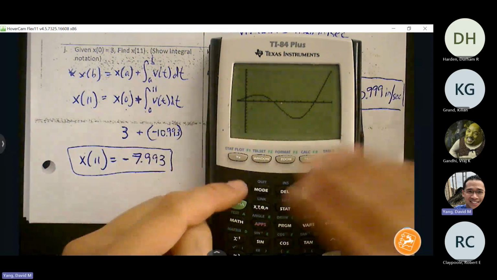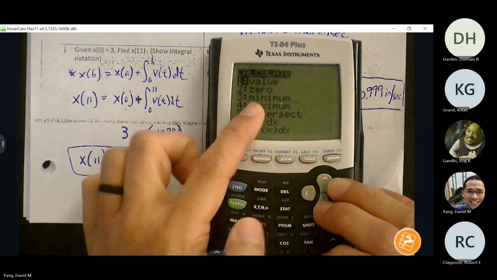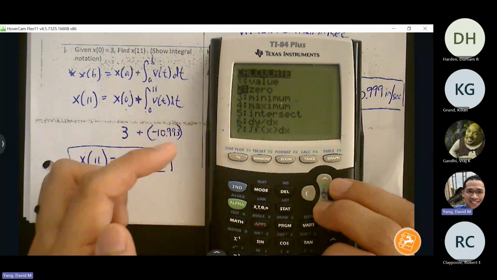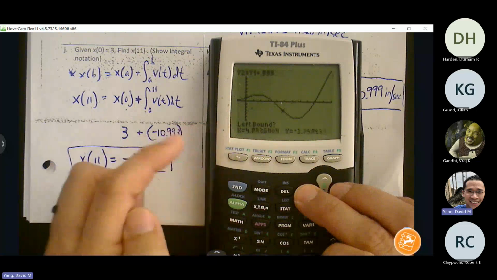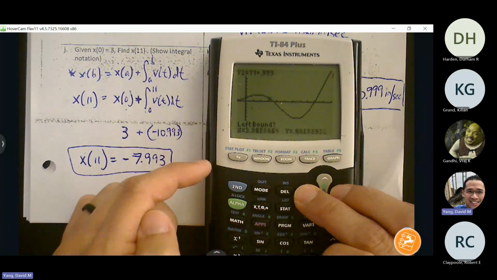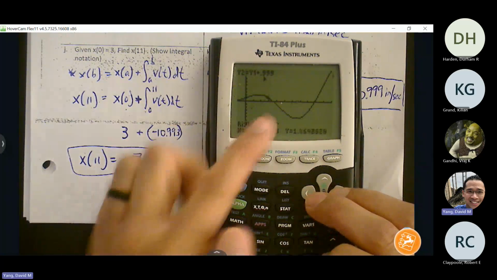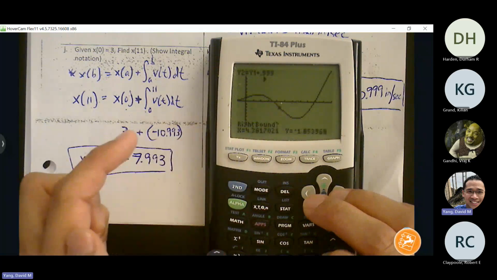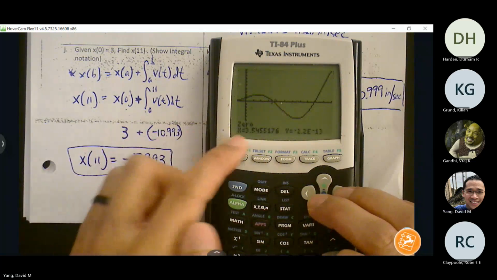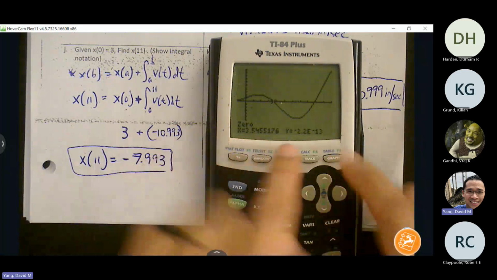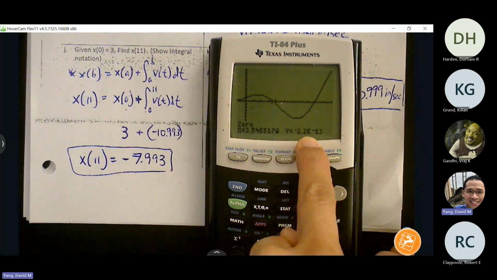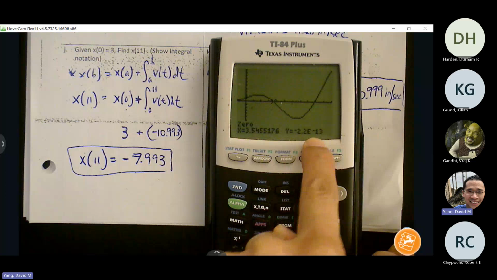So if I do second trace, I'm going to look for that x-intercept, 0. Pick a point to the left of the x-intercept, hit enter. Pick a point on the other side of the x-intercept, hit enter. Hit enter again, 3.545. Now, if you get that notation, -2.2 e to -13, that just means it's a really small number.